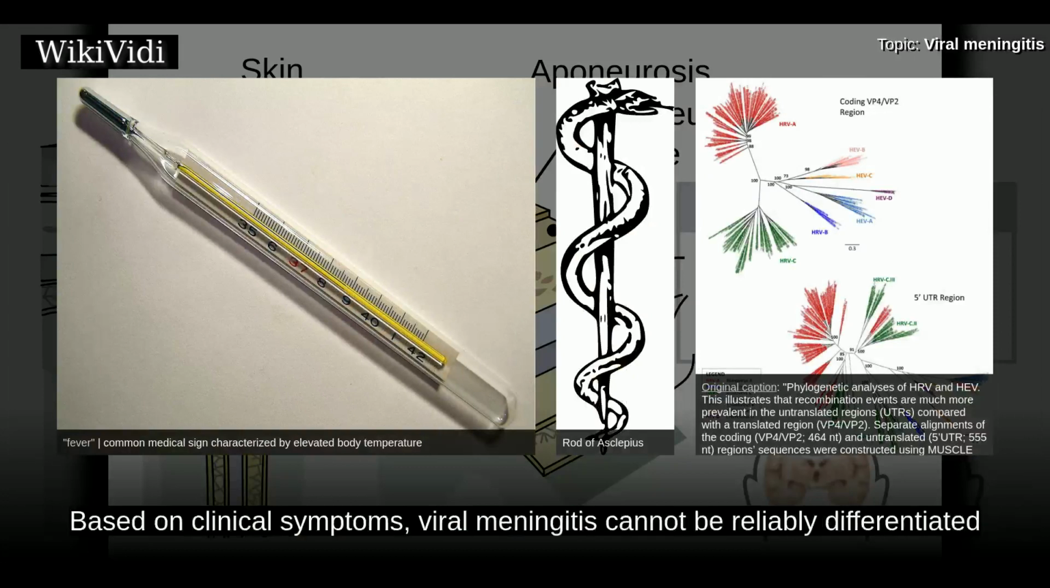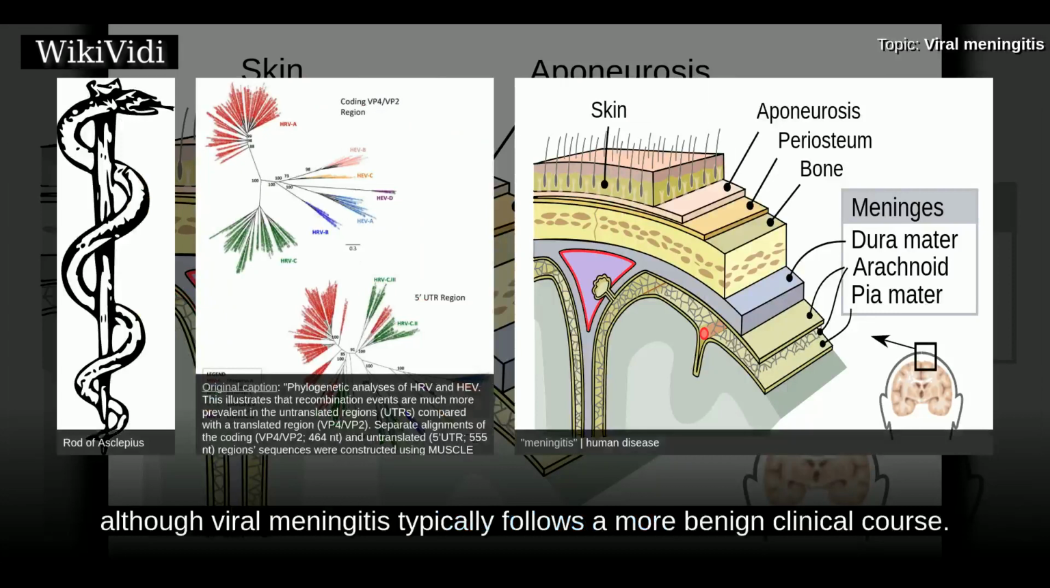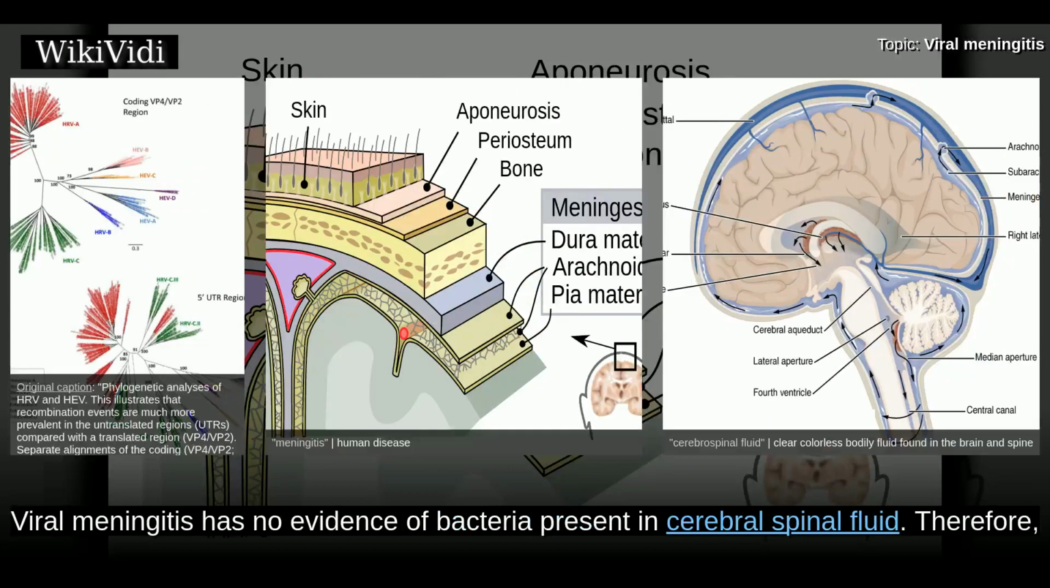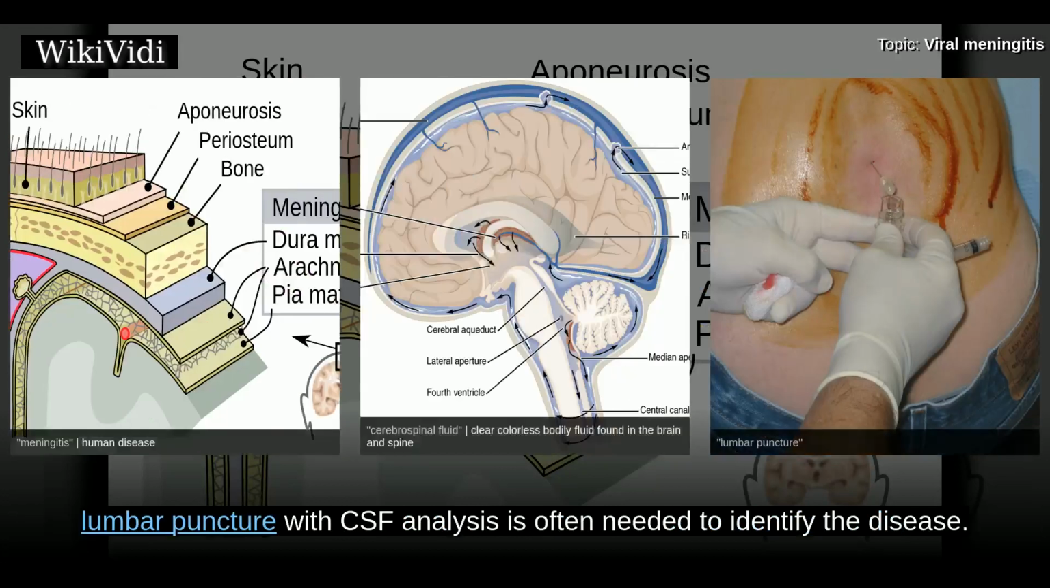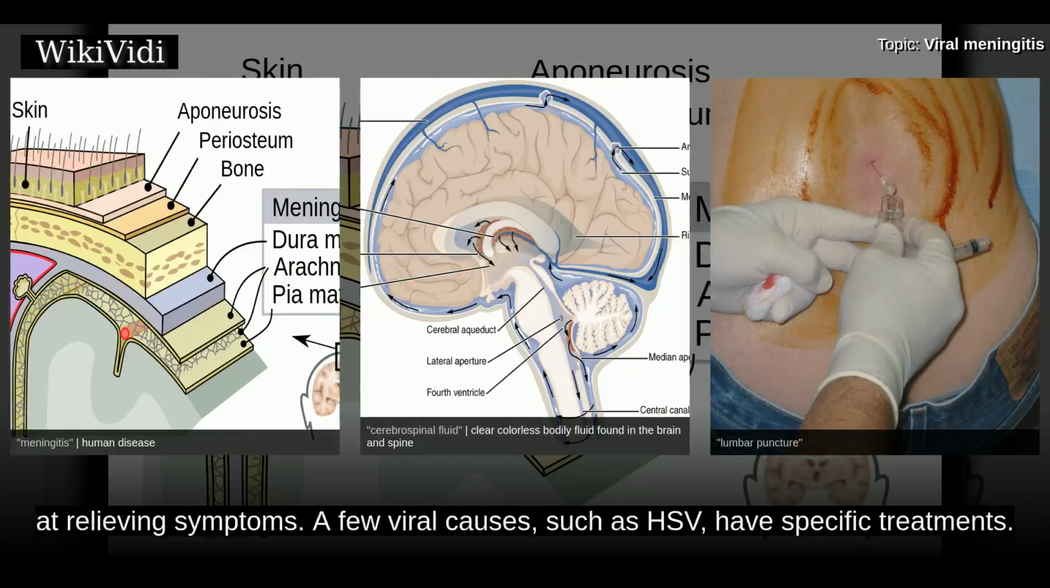Based on clinical symptoms, viral meningitis cannot be reliably differentiated from bacterial meningitis, although viral meningitis typically follows a more benign clinical course. Viral meningitis has no evidence of bacteria present in cerebral spinal fluid. Therefore, lumbar puncture with CSF analysis is often needed to identify the disease. In most cases there is no specific treatment, with efforts generally aimed at relieving symptoms. A few viral causes such as HSV have specific treatments.